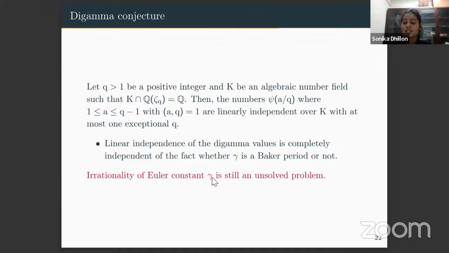We have already seen that there is a conjecture by Murty and Saradha in which they conjectured about the digamma values, not the Euler constant, that these numbers are linearly independent over the field K, and some improvements that we have already seen by Gun, Murty and Rath. Now, in this direction, we have proved that this conjecture will always be true, but with at most one exception.